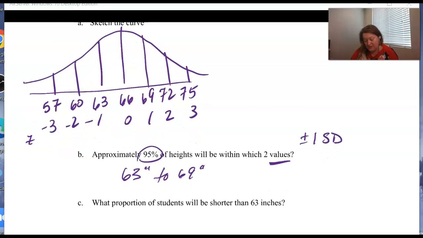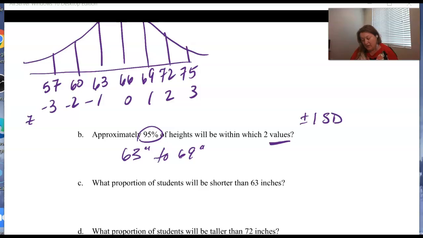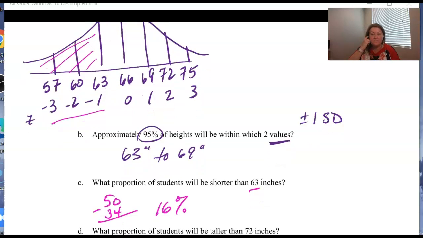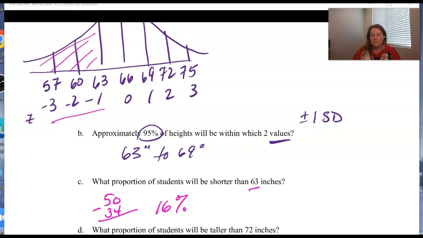What proportion of students would be shorter than 63? Well, if I'm going to do 63 for this one, then I'm trying to figure out what is all of this section in here. So how do I figure out how much that is? Well, let's see, if I want to go less than 63, I could just add up their little pieces, or look at how close that is to 50. I think I'm going to do 50% for the whole left side minus the 34 that I know is that middle one. That's going to give me 16%. Okay. All right, next one.